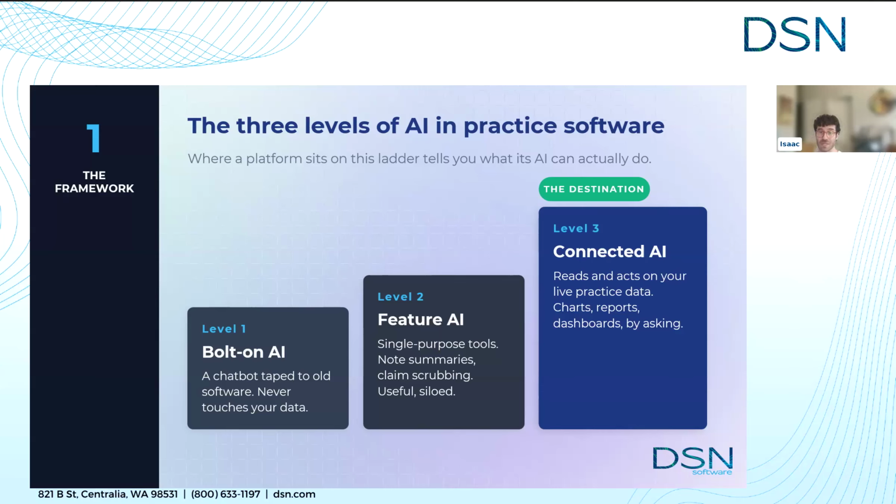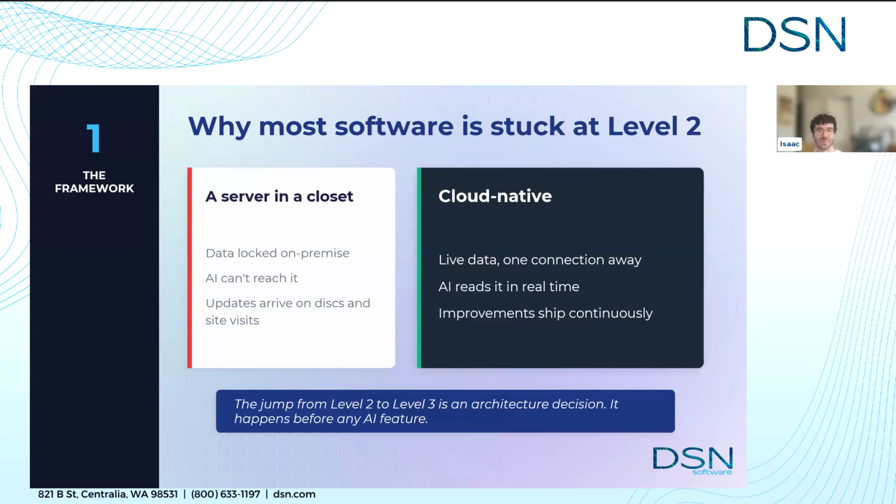So the obvious question is, why isn't everyone at level 3? Why is most of the market stuck at level 2? Because level 3 is not a feature you can simply add. It's an architecture you need to be built on top of.